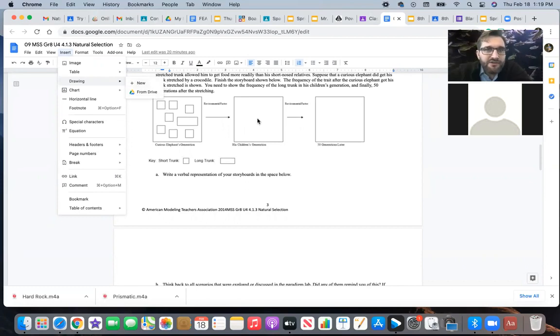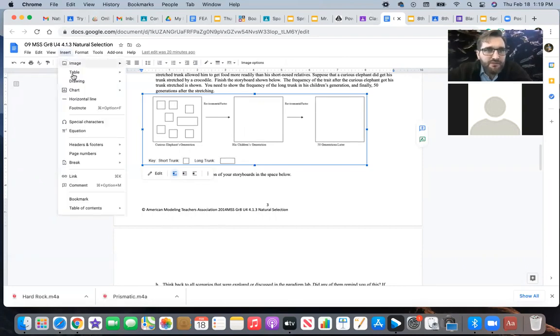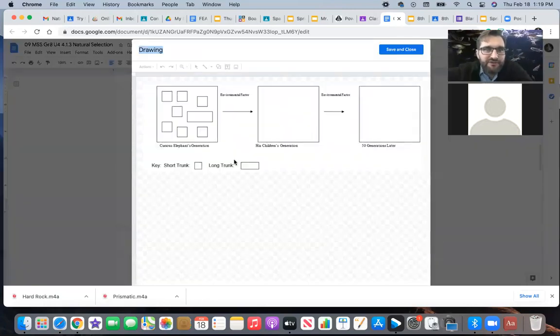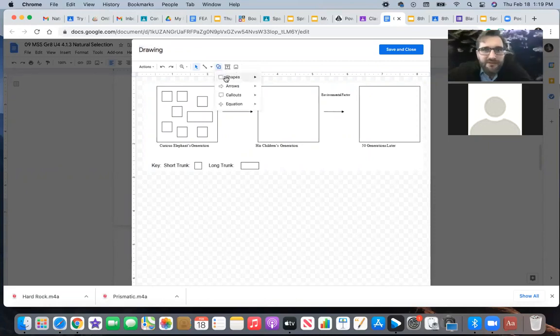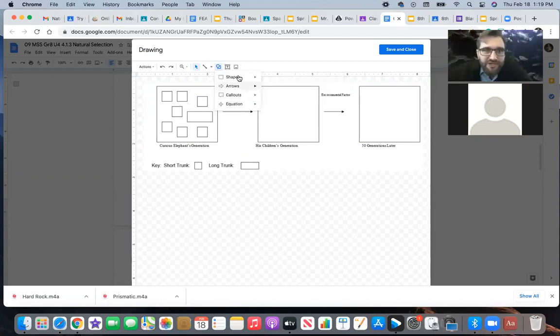So I've already created a drawing. What I did was I copied this picture and then I went up to insert, drawing, and new. And so you should be able to paste in that picture. So it looks a little something like this. And here, once it loads, then you can use these little tools up here as far as entering pictures. And maybe you want to add a shape.